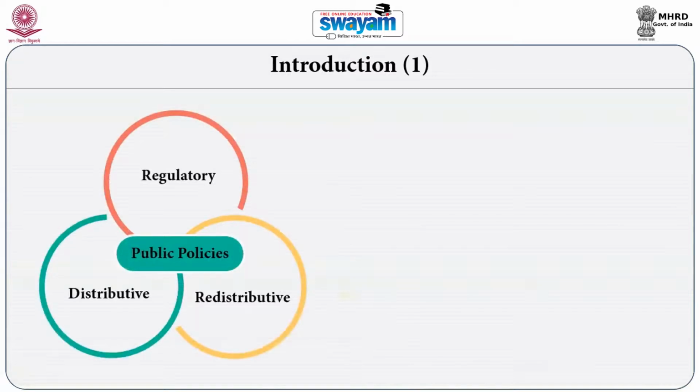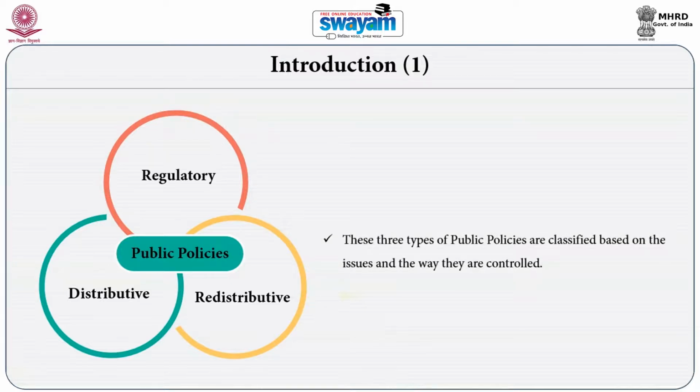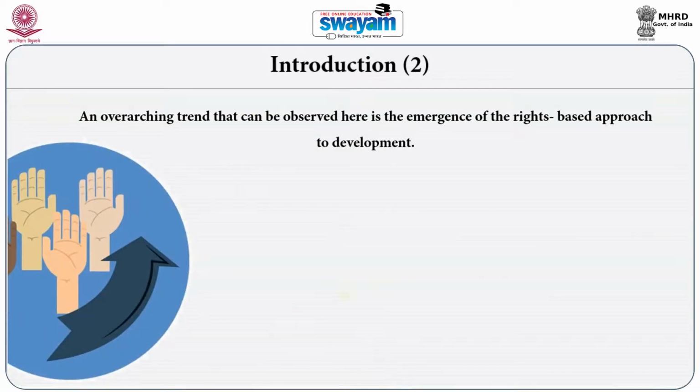Next, we have already seen earlier a little discussion on regulatory, distributive and redistributive policies. When classifying public policies, we noted that regulatory, distributive and redistributive are categories under which we discussed policies. These types of public policies are classified based on issues and what they are getting controlled with. An overarching trend that can be observed here is the emergence of the rights-based approach to development.